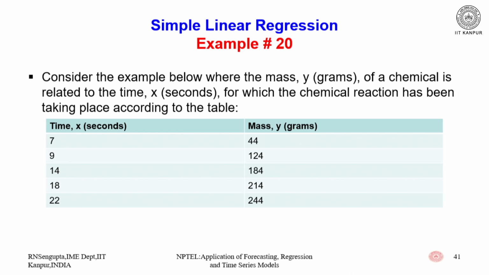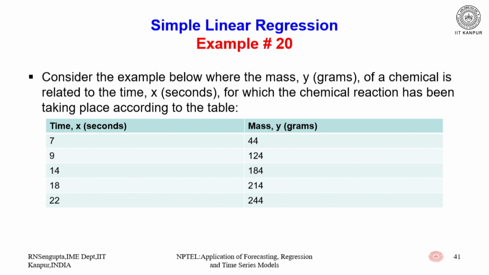Consider the example below, where mass is the dependent variable y, grams of a chemical related to some chemical reaction, and the time for the chemical reaction is given in seconds, which is x, the independent variable. So, the problem is where the chemical reaction has been taking place according to the tables based on some time concept. The data set is very small.